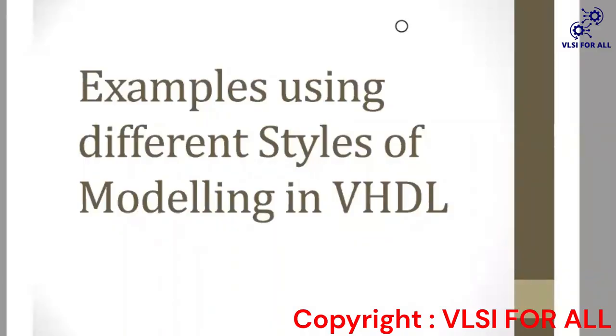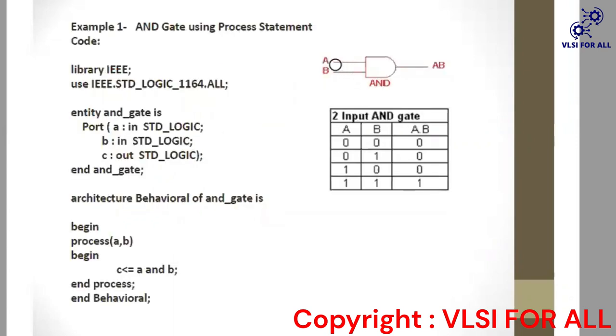In this lecture, we will see some examples using different styles of modeling in VHDL. I'll proceed further. First, we are designing the AND gate. So what is an AND gate? An AND gate has two inputs, A and B, and it gives A dot B as the resultant output.